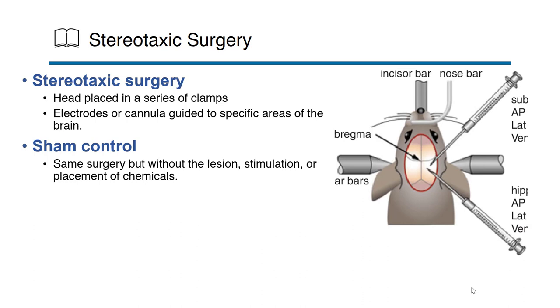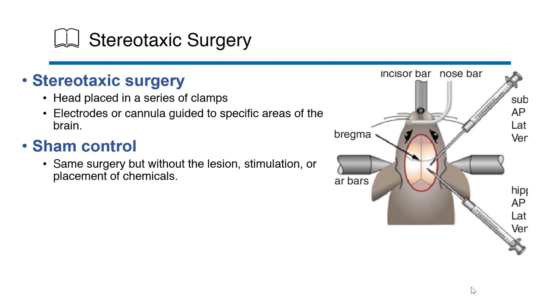you have another animal, a control, that has the exact same experience in every single way. The surgery, the anesthesia, the electrode being stuck into an area of the brain. You just don't lesion that area. You do everything the same, but you don't do that level of the independent variable. You don't put chemicals down there with a cannula. Everything the same except for that one thing. And then you look at that animal's behavior.